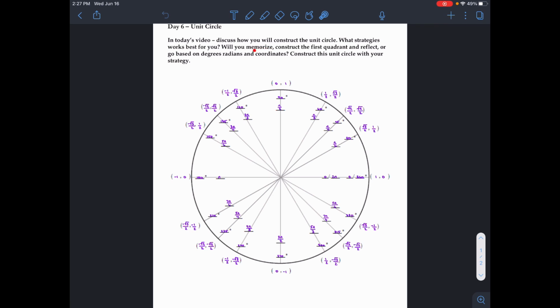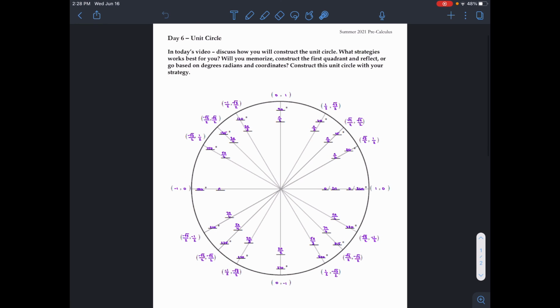Some I do memorize, but once you know a quarter, you can apply it to the rest of the circle, so you don't have to memorize the whole thing. You just need to do a quarter, or really just these three for radians or coordinates. I do the degrees first, then I go to radians. I convert degrees to radians, and for the coordinates, I just think of the coordinate plane. And yeah, that's day 6.